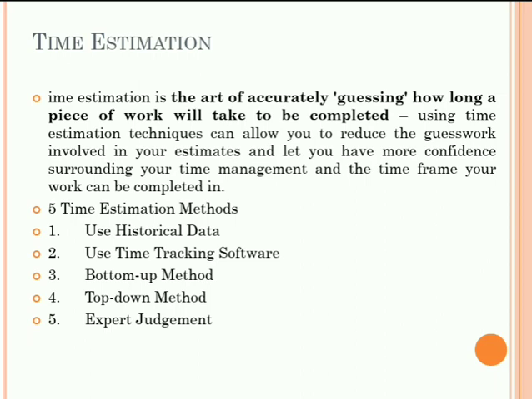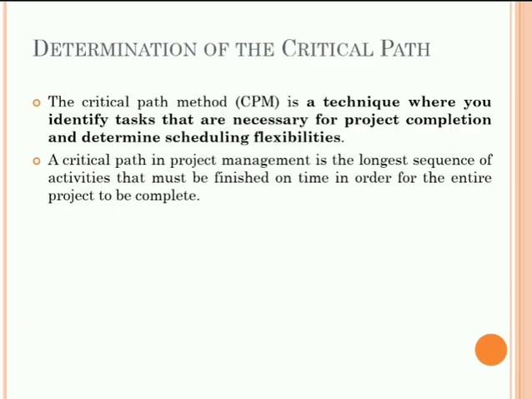Today we will go to the next point of this particular project management fourth unit. That point is determination of the critical path. What is actually the meaning of critical path that we have seen? The critical path method we saw at the start of this unit. The critical path method is a technique where you can identify the tasks that are very necessary for project completion and determine scheduling flexibility.